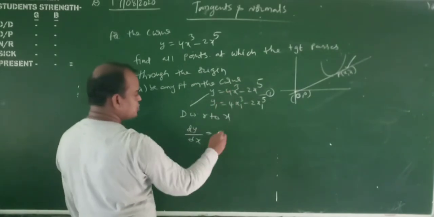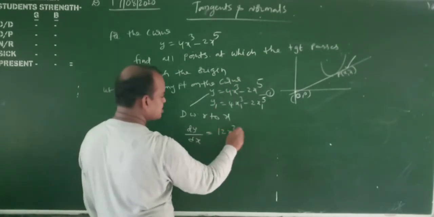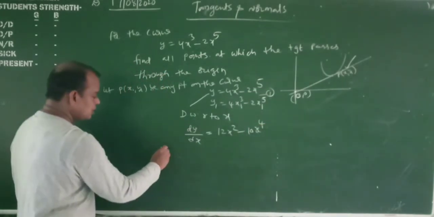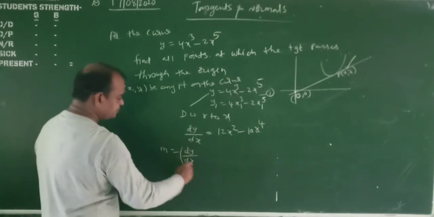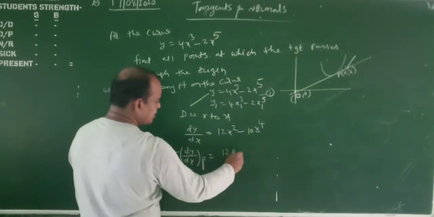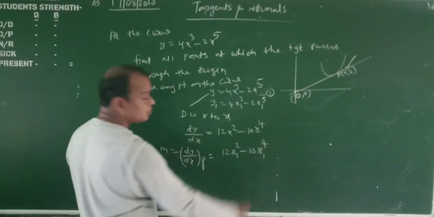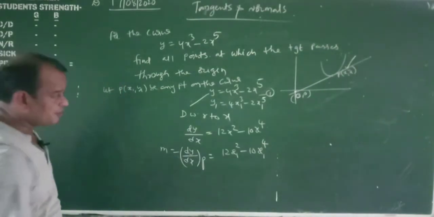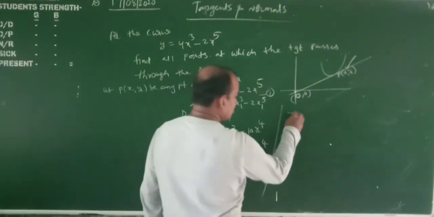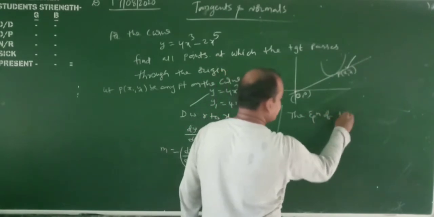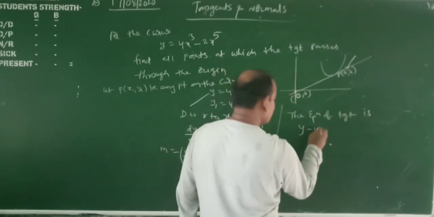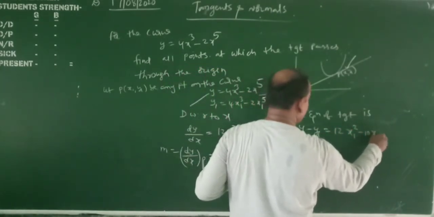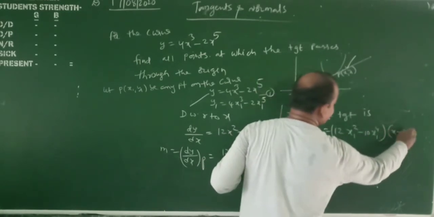Now dy by dx equals: derivative of x cube is 3x square, so 3x square into 4 is 12x square, minus 5x power 4 into 2, which is 10x power 4. Okay, my dear students. Slope m equals dy by dx at P, which is 12x1 square minus 10x1 power 4. Now the equation of tangent is y minus y1 equals (12x1 square minus 10x1 power 4) into (x minus x1).